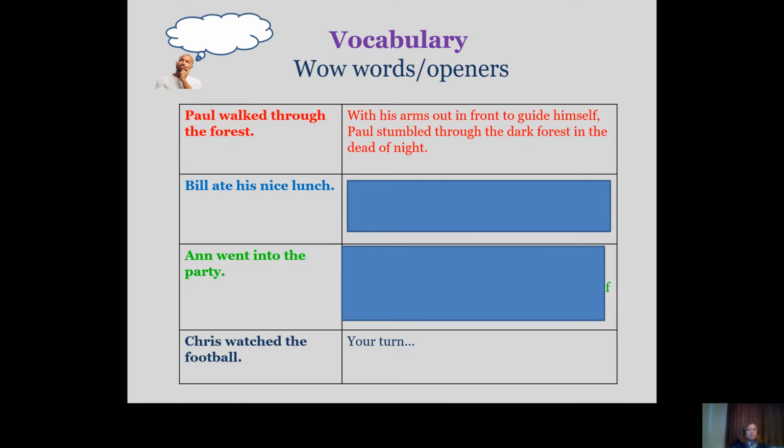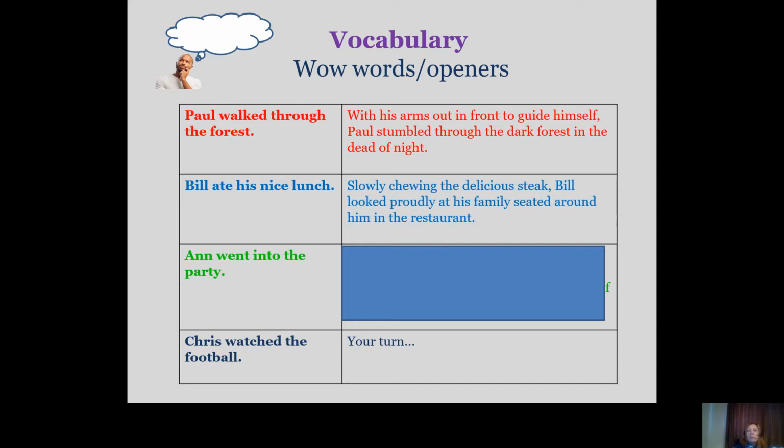Bill ate his nice lunch. I've got Bill sat at the table with his sandwich and his cup of tea, eating his nice lunch. Slowly chewing the delicious steak, Bill looked proudly at his family seated around him in the restaurant. Still eating, isn't he? But now we've got the picture. We know where they are. We know who he's with. He's looking proudly, so the adverb is proudly, looking at them in the restaurant.